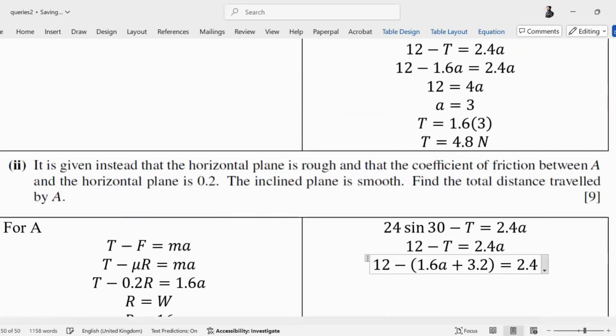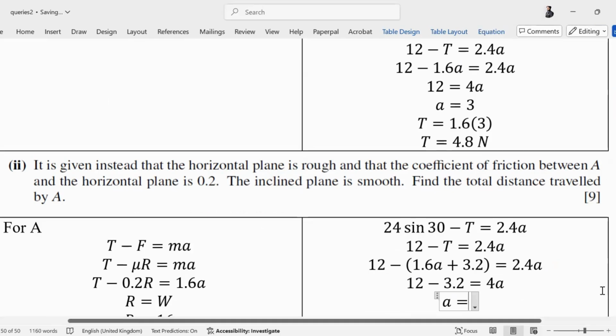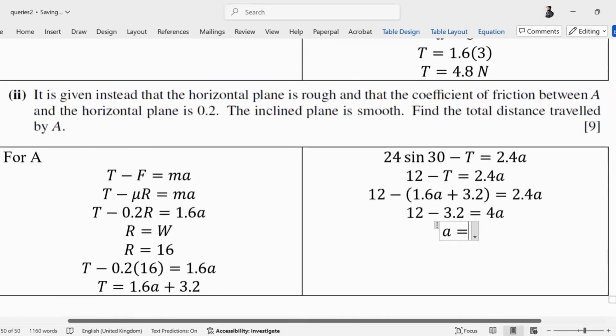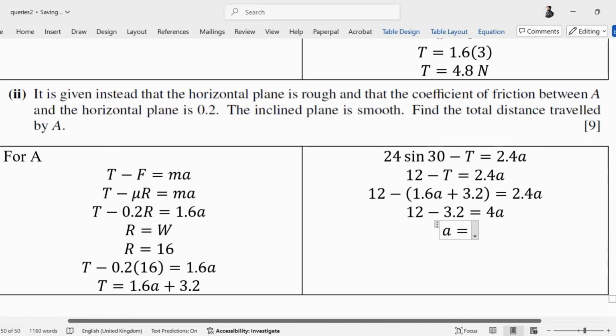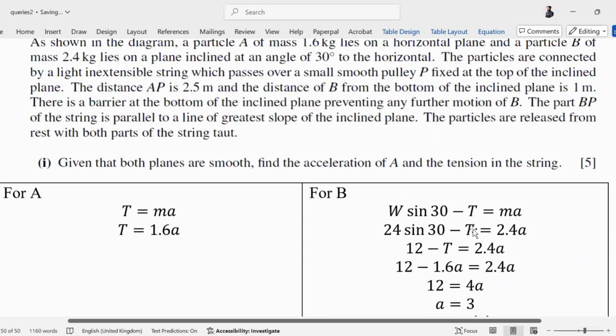12 minus 3.2 is 4a, which equals 2.4a. And what is the value of acceleration? Make sure you write everything down. 12 minus 3.2, and then divided by 4, is 2.2. This is the acceleration when B is pulling A.